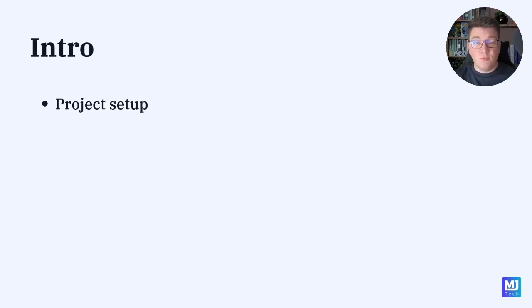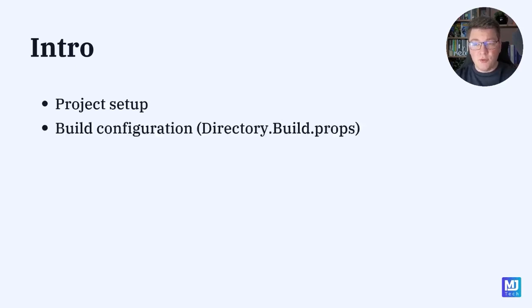project setup. We're going to begin by scaffolding the ASP.NET Core Web API. Then I will move into setting up the build configuration. We're going to create the Directory.Build.props file, and this will allow us to extract some common configuration settings from our .NET projects into this XML file that will contain the necessary settings.